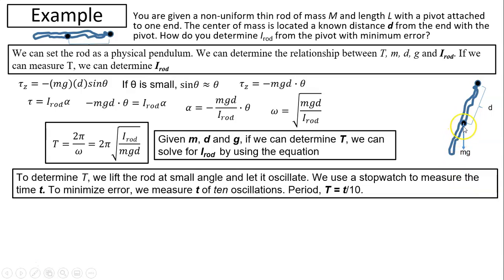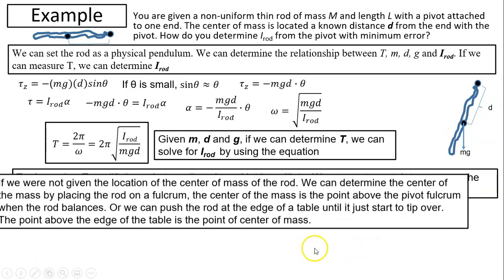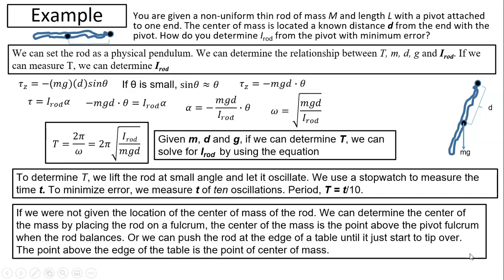Sometimes this center of mass is not given to you. Suppose that's not given to you. If we were not given the location of the center of mass of the rod, how can we determine it? We can determine the center of mass by placing the rod on a fulcrum and basically trying to balance it. The center of mass is the point above the pivot fulcrum when the rod balances. Or you can push the rod at the edge of the table until it just starts to tip over. The point above the edge of the table is the center of mass.